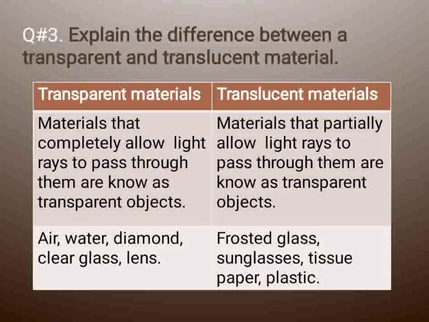Now here we need to differentiate transparent and translucent materials. So transparent वो material है जिनमें से light pass करती है, translucent वो है जिनमें से partially pass करती है, और opaque materials वो होते हैं जिनमें से completely light pass नहीं कर सकती. So we define it that materials that completely allow light rays to pass through them are known as transparent objects. And materials that partially allow light rays to pass through them are known as translucent objects. And we can quote examples in both of the sections.